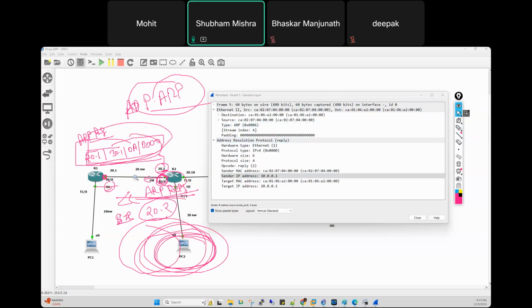So please remember one thing. Proxy ARP is enabled by default on Cisco devices. So that's the reason you guys are able to see here that the sender IP address is 30.1.